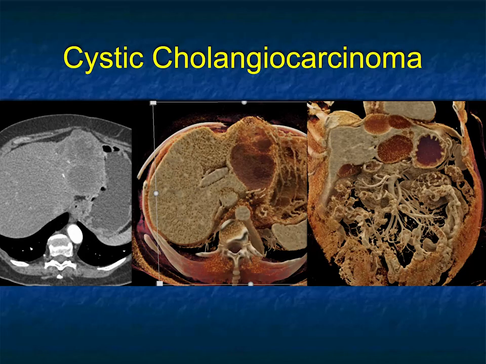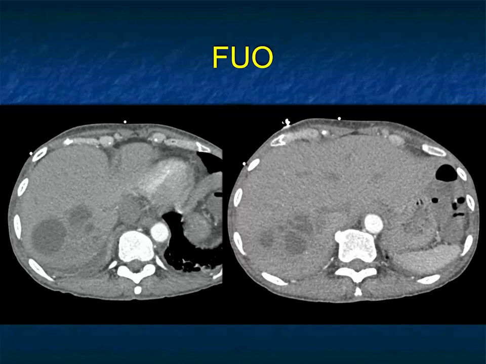One way of distinguishing a cystic tumor or even a non-cystic cholangiocarcinoma is they often have duct dilatation. This case didn't, but hepatomas typically do not have duct dilatation, and cholangiocarcinomas do. What else can we think about? Well, what about this case?